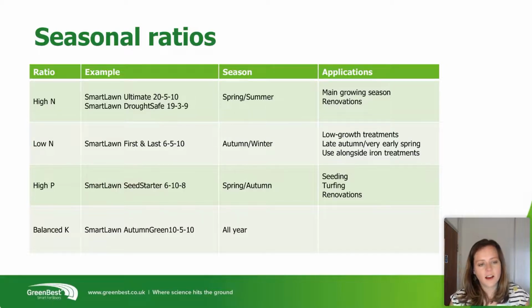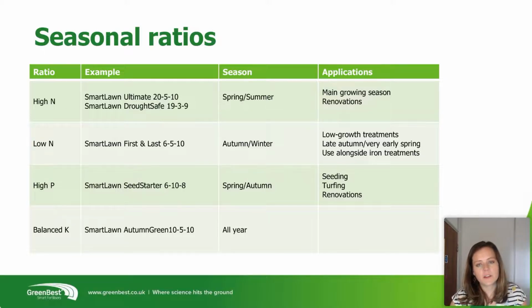So high phosphorus is the next one. As I said before, we tend to apply phosphorus in low levels all year round. That's a standard 3% for most fertilizers would be fine. If you can apply that twice a year, that would be ideal. If you do it for every treatment, that's fine.